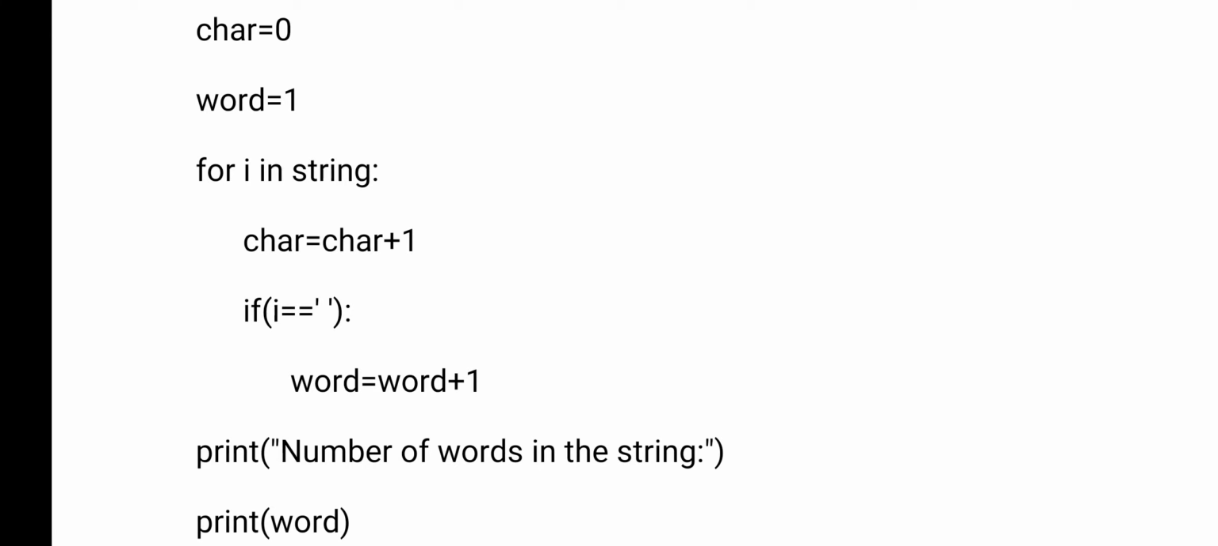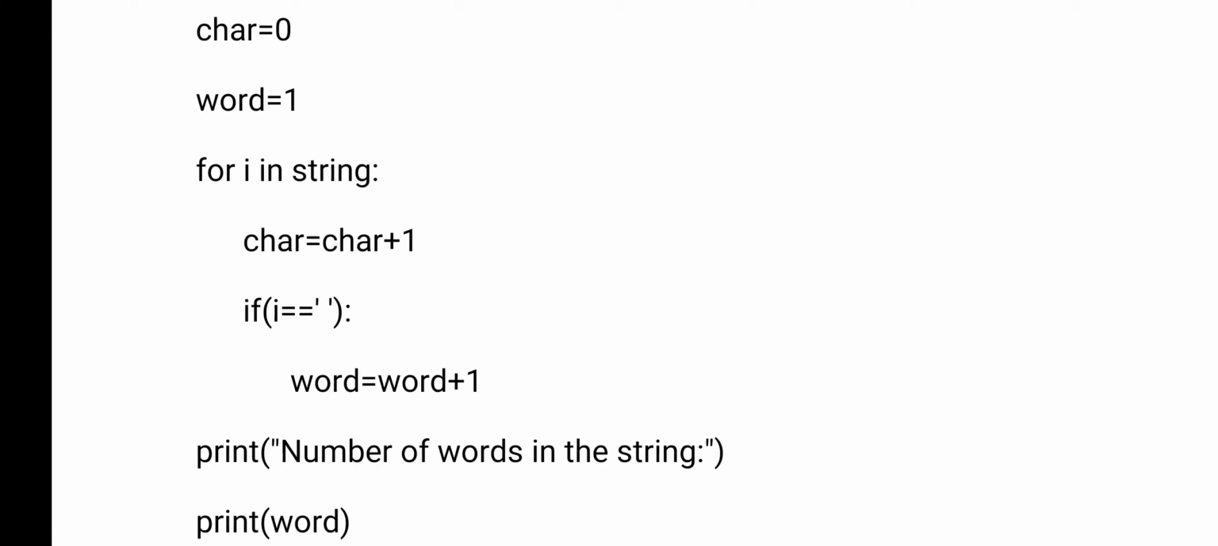And if i equals space, what does that mean? One word is over, right? The space between each and every word gives the space, no? If one word is over, then we give the space. If there is a space, then word equals word plus 1. Actually, we are writing this program to count the number of characters, and even white space is also considered as a character.